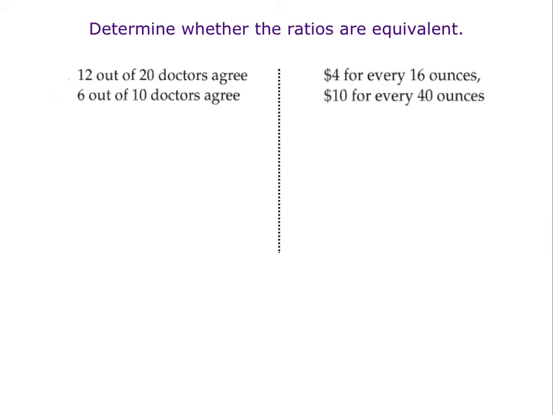What that means is just draw them both out as ratios and then see if they can be equivalent. So I'm going to write this out. 12 out of 20 doctors. So 12 out of 20. This time it is talking about a whole group, but that can still be a comparison. It's still a ratio. And 6 out of 10.